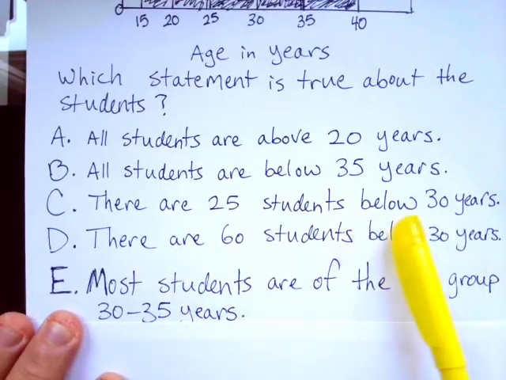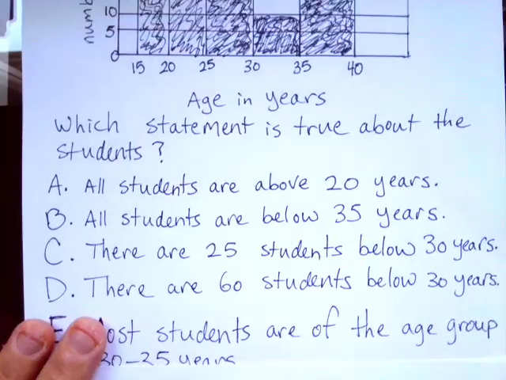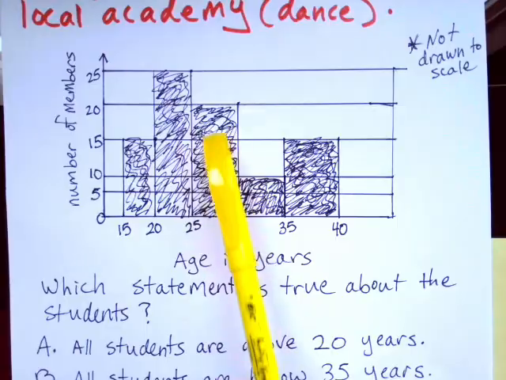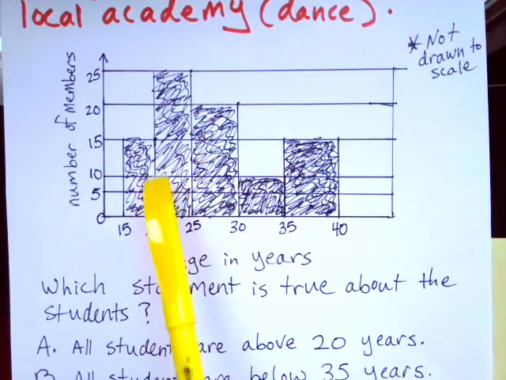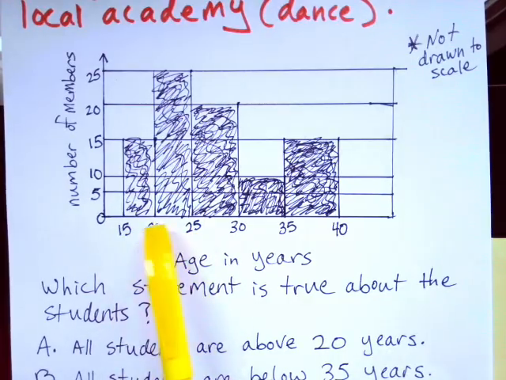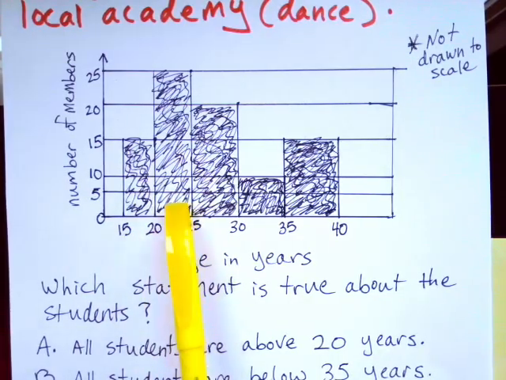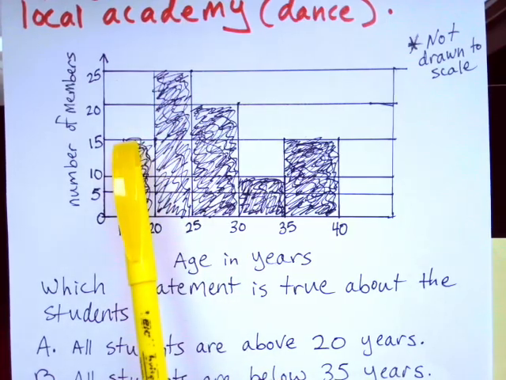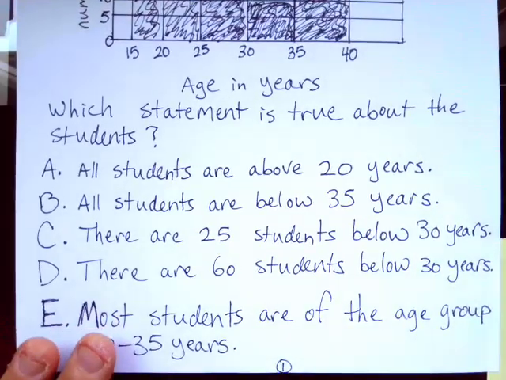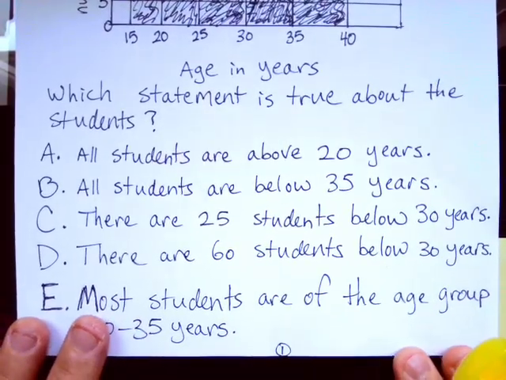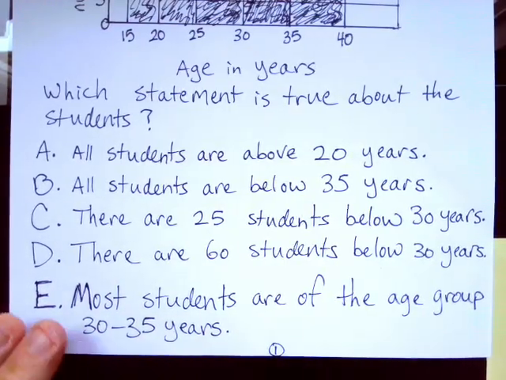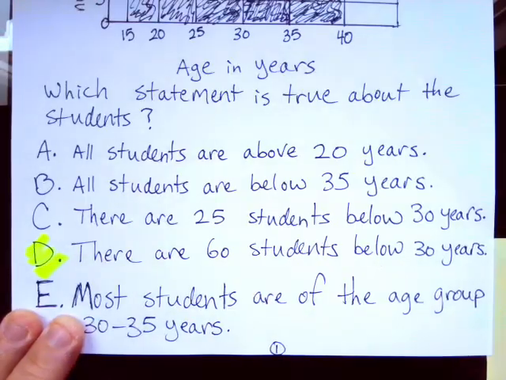There are 25 students below the age of 30. Well, I know there's a lot more than 25 under the age of, oh, I'm sorry. Let's take a look at this. From 25 to 15, we have 25 plus 15, which is 40. So that makes option C no longer true. I misread that earlier. Option D is the correct answer. You want to choose option D.